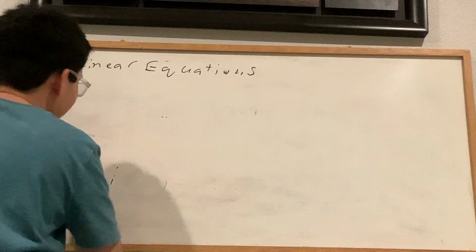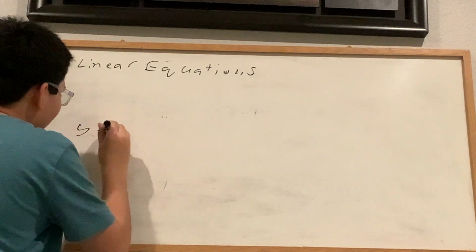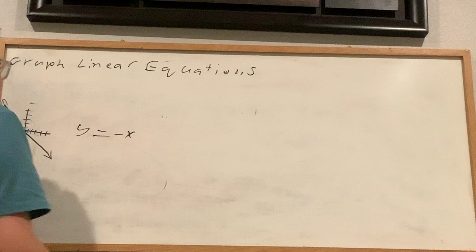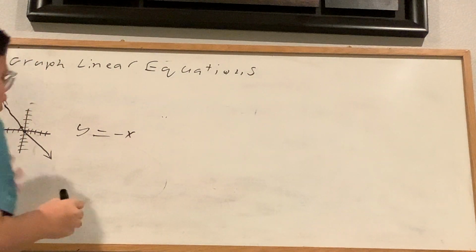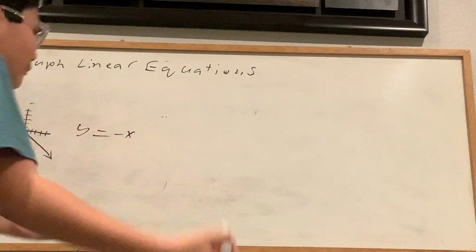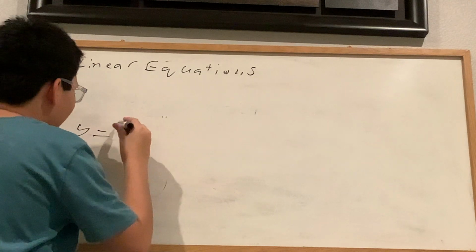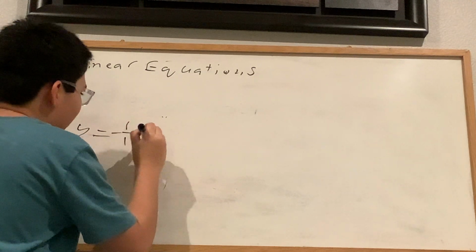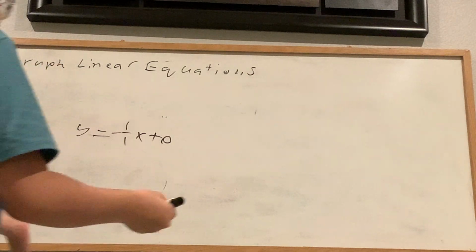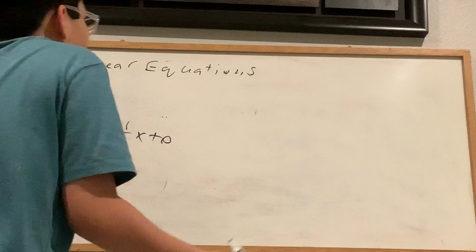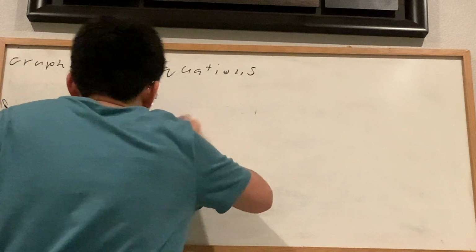Now, here's the actual way to write it. y equals -x. Whoa, wait, what happened to the b? Isn't there supposed to be a b? Well, here's the thing. The y-intercept is 0, meaning there's nothing. It doesn't make sense to say y equals -1 over 1x plus 0. Because 0 is zilch, it's nada, there's nothing there, so we just cross it out.